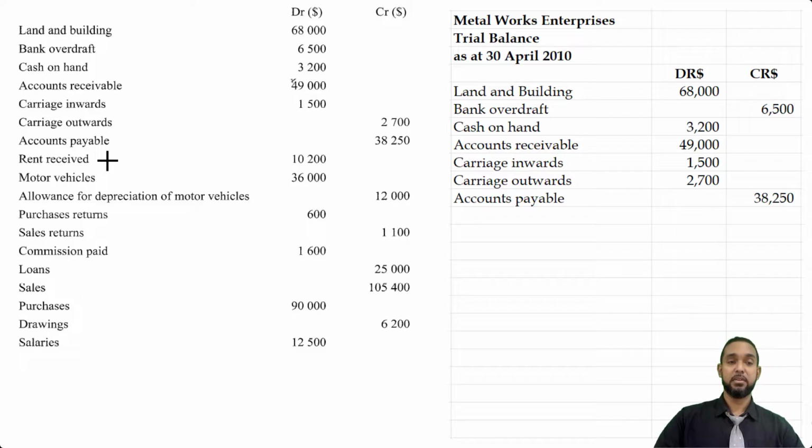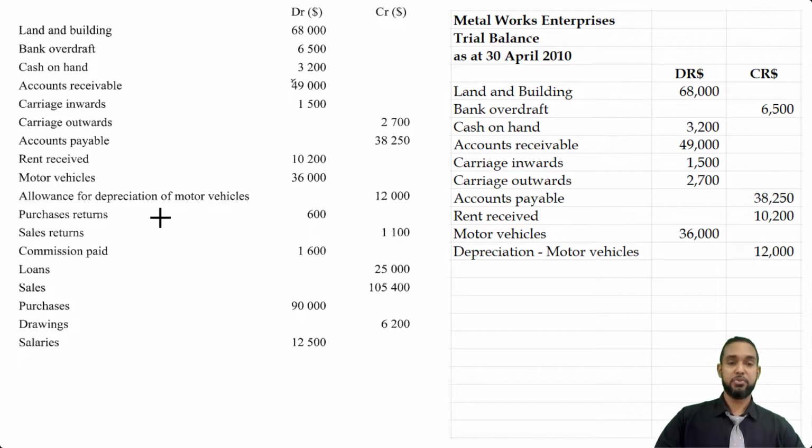Rent received is a revenue, so that's supposed to be on the credit side, in the credit column rather, so we're going to put that there. Motor vehicles is an asset, that's supposed to have a debit balance, so that's fine. The allowance for depreciation on the motor vehicles is 12,000. That's supposed to have a credit balance, so that's fine. Purchases returns or returns out is supposed to have a credit balance, so that's supposed to go there. Sales returns or returns in has a debit balance, so that's in the wrong column, so we're going to put it in the right column.